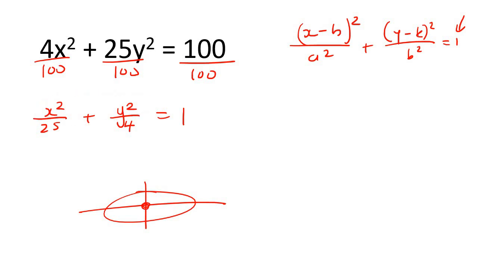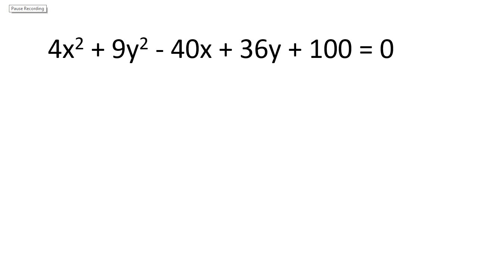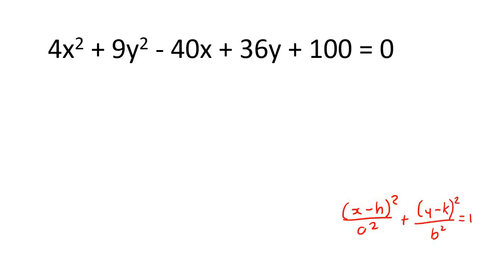Let's do another example. So here's the types of questions that can be quite tricky. So here we've got x's and y's, and it just looks messy. How are we going to convert this into something that looks like this? Let's quickly write it out. So this is the goal.